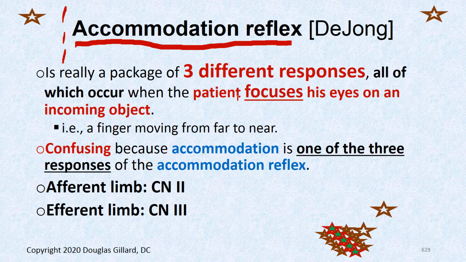And all of these occur when the patient focuses his eyes on an incoming object. An object like a finger, or it's better that you use a pen with some writing on it, so you can move that from far away and bring it right toward their nose and have them focus on that pen. Why writing on the pen? Because then they can read it. We can check to see if that lens is able to fatten up or not. It's testing cranial nerve 2 again as the afferent limb. Cranial 3 is still the efferent limb.